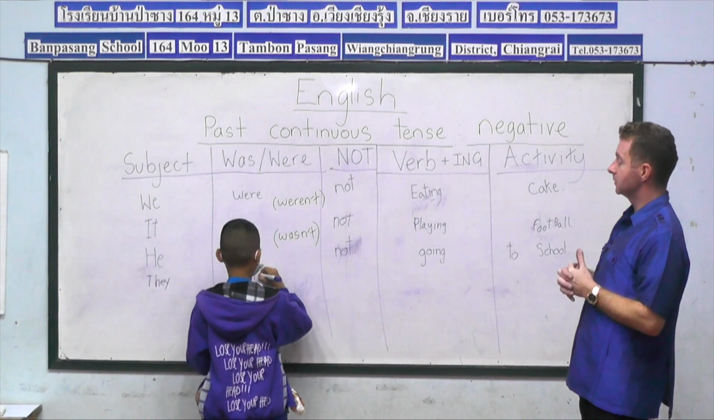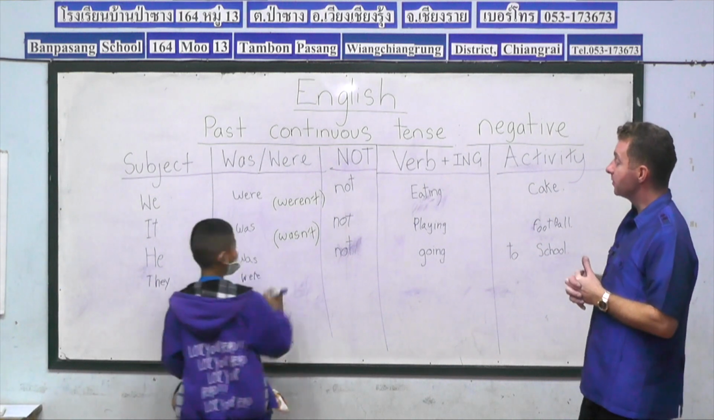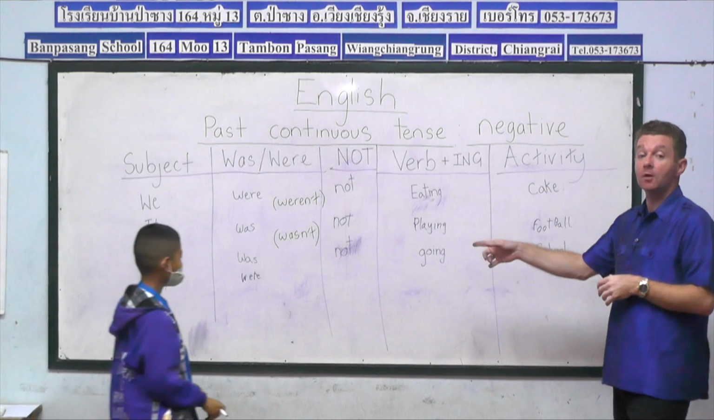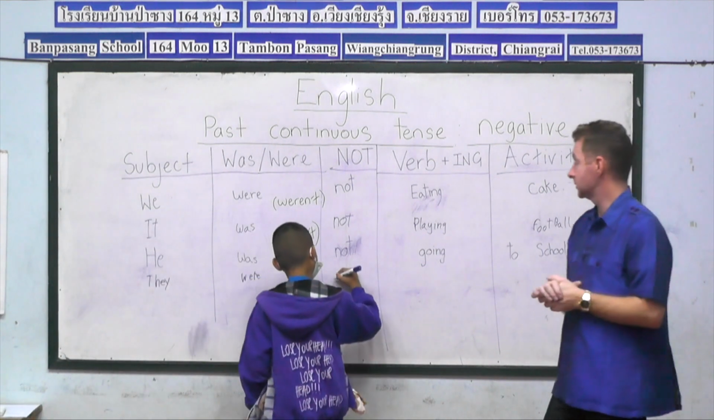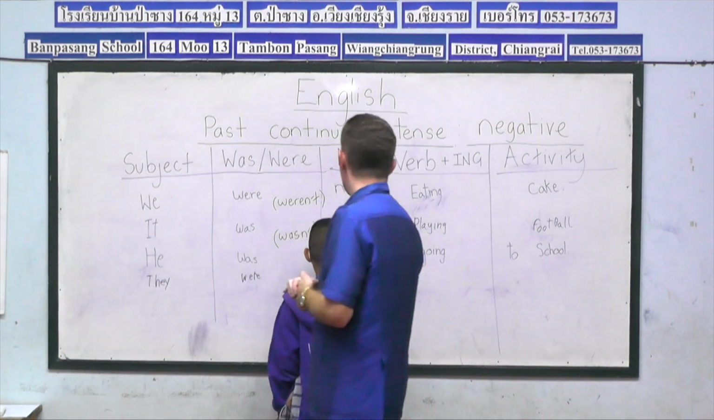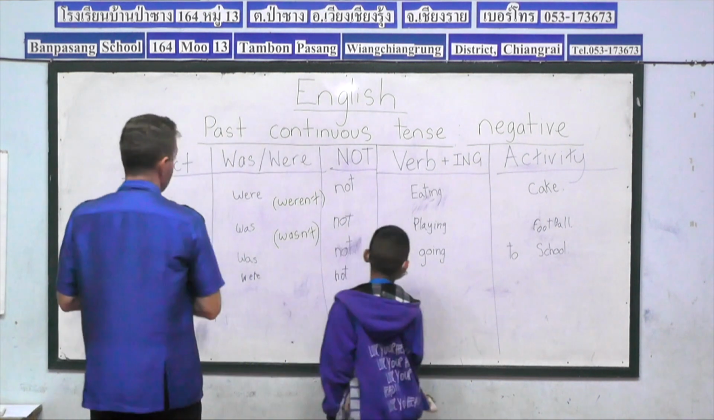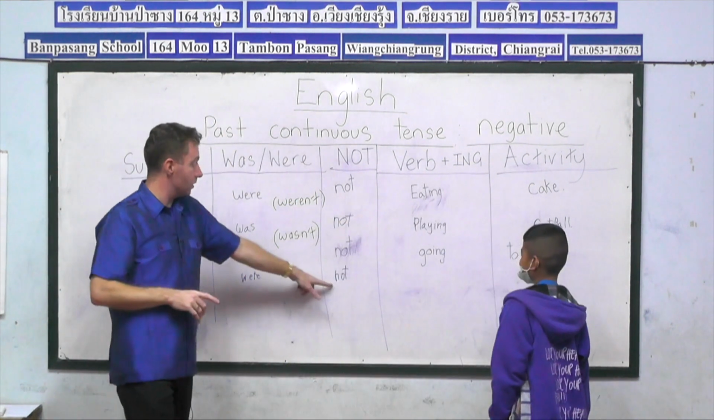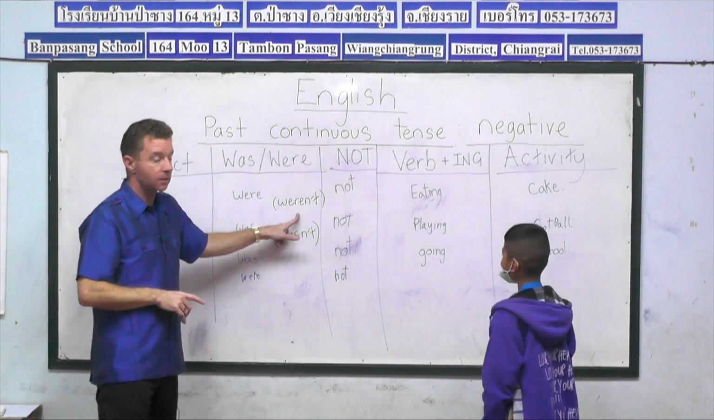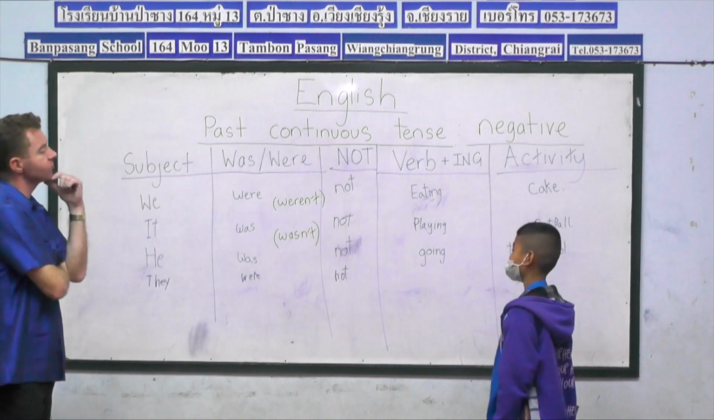W-E-R-E. They were, and then what word comes? They were not. N-O-T. Or we could use the contraction for were not, weren't. But what were they not doing? What's the verb word, Pangpon?